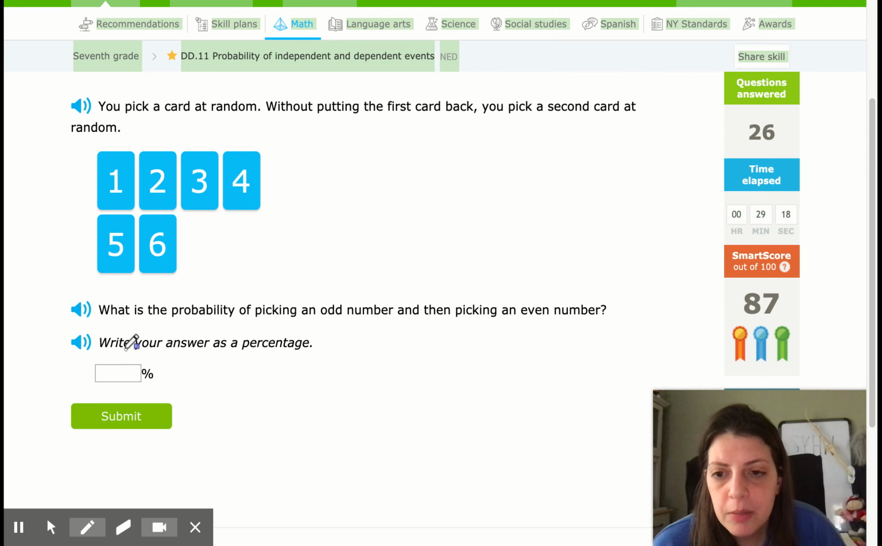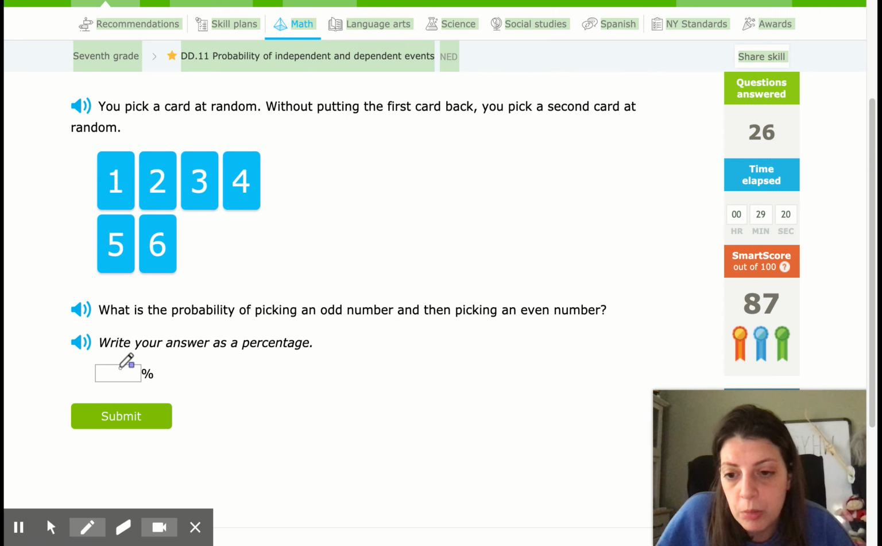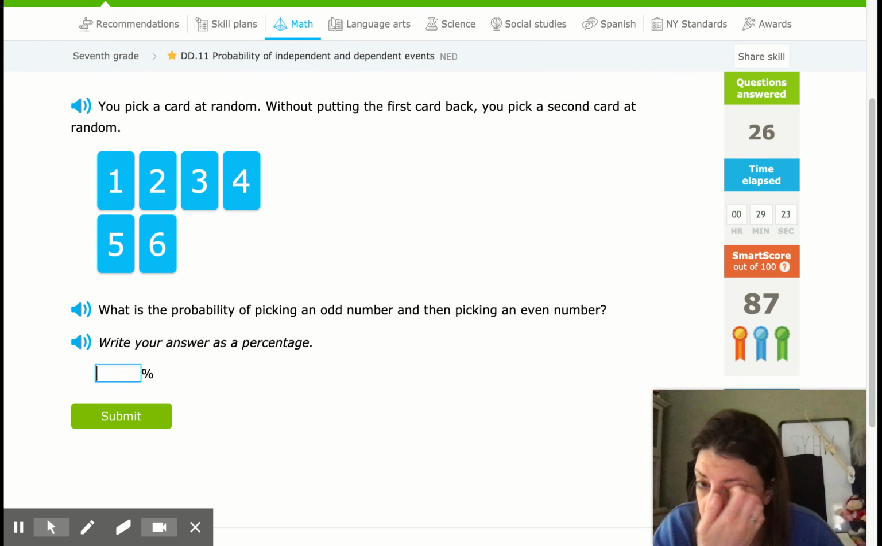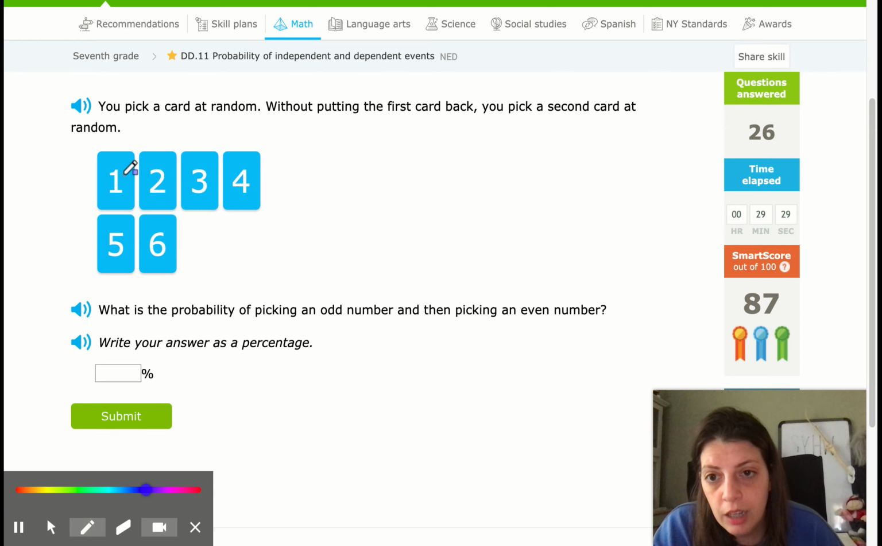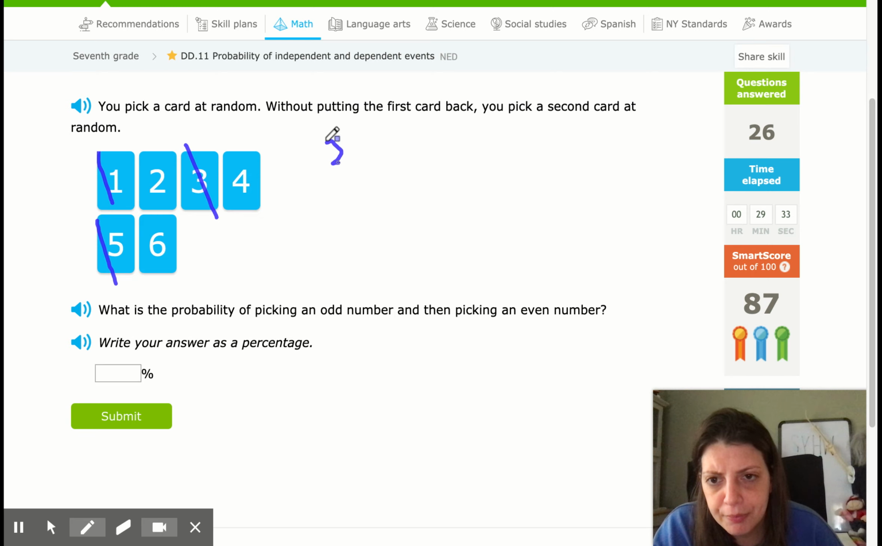All right, I'm not gonna put the card back. Maybe I should just do it all like a normal person on paper. What's the probability of picking an odd number and then picking an even number? An odd number is 1, 2, 3. Add up 1, 2, 3, 4, 5, 6.